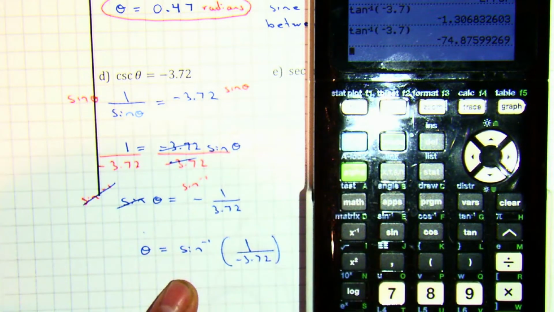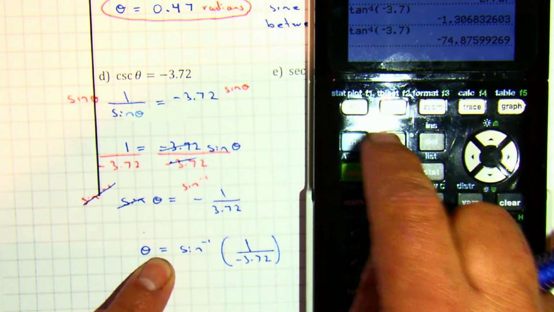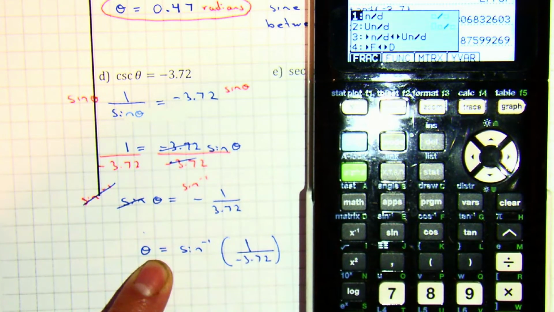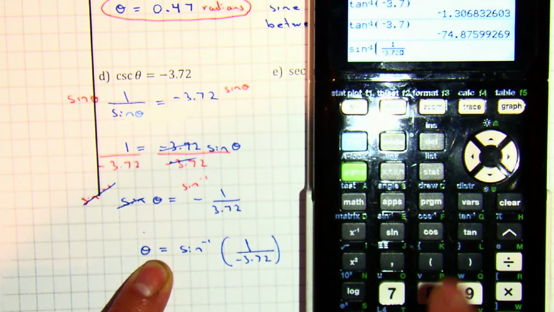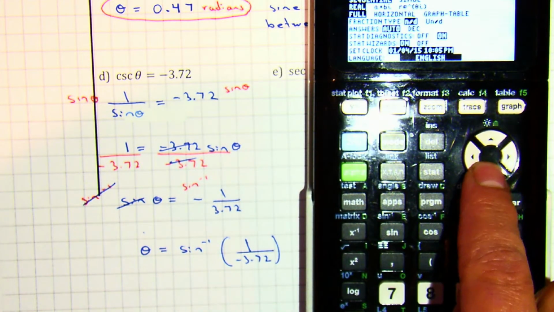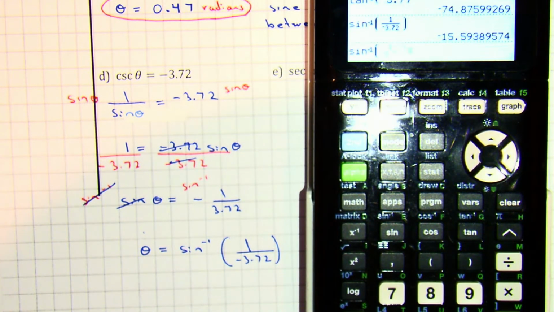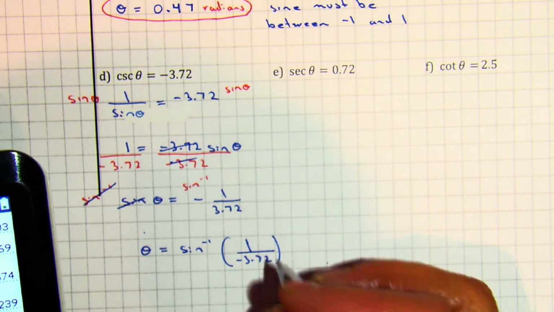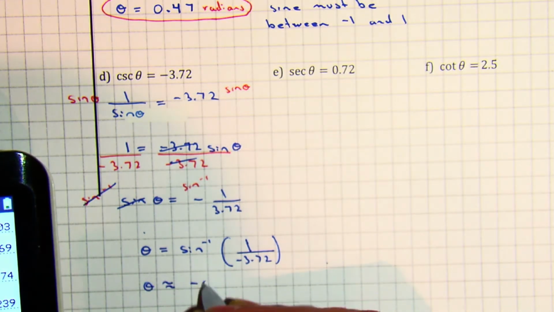Sometimes if you forget how to do so, you can just develop your process to remember how to type in the inverse sine. I'm going to use my fraction bar of 1 over negative 3.72. And that is in degrees. Let me go back and change to radians. In calculus, you're going to be using mostly radians. So therefore, that gives me my angle is approximately negative 0.27.